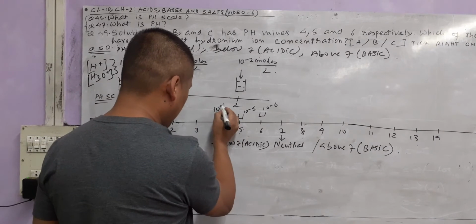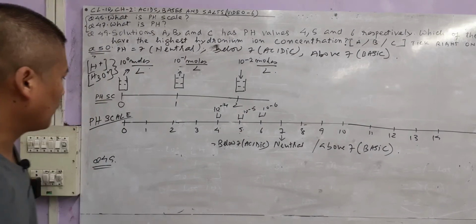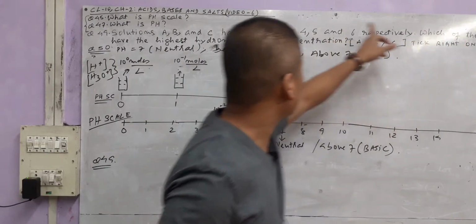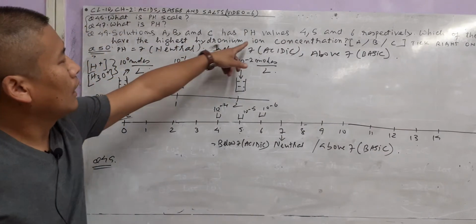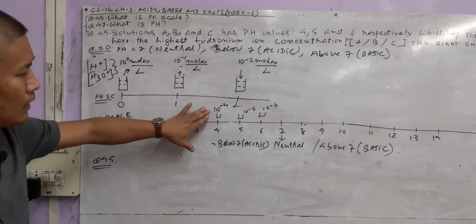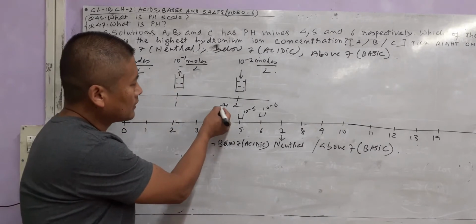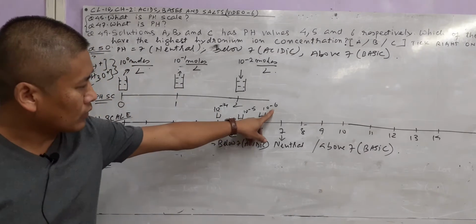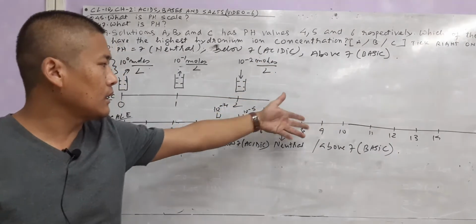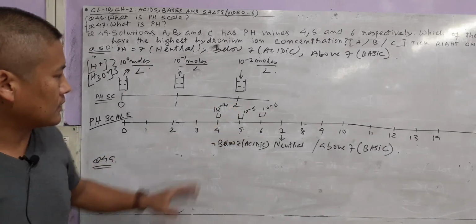Okay, let me write properly, minus 4. Now the question is asking which of these three solutions has the highest hydrogen ion concentration. At one glance, which one do you think it is? Yes, normally we'll think 10 to the power minus 6 has more hydrogen ion concentration. We think like that. But let us see here.